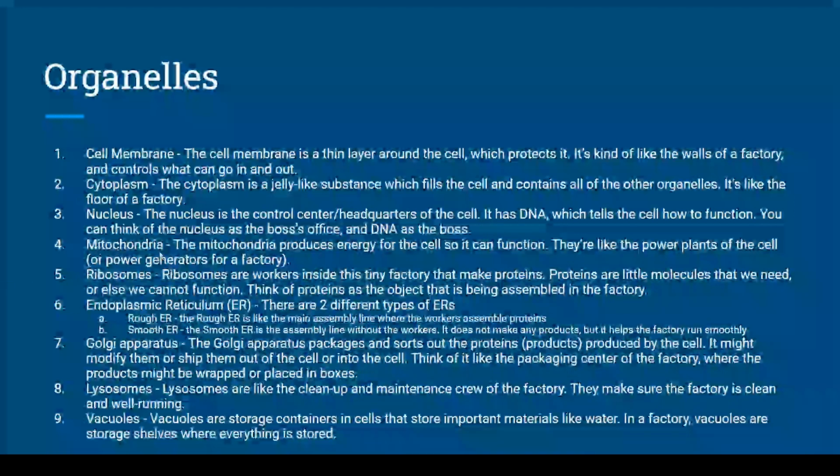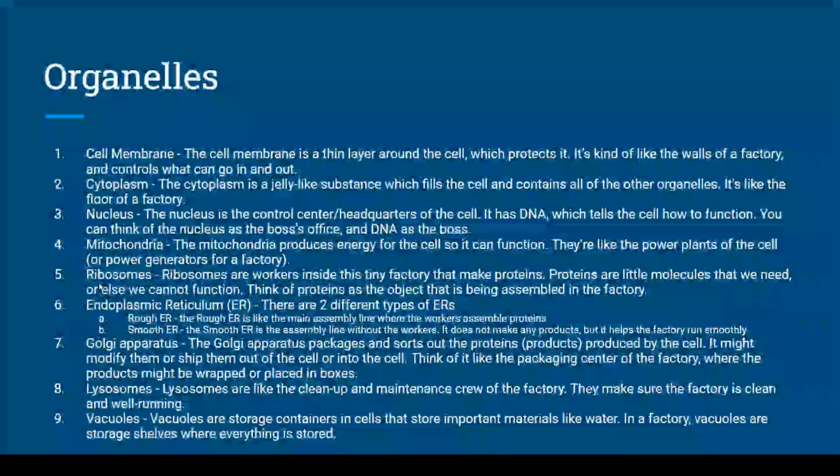Next, we have the mitochondria. Mitochondria produces energy for the cell so that it can function. You don't really need to memorize it, but this energy is called ATP. ATP is really important for the entire cell. Mitochondria is like the power plant of the cell, or in a factory, they're kind of like power generators.